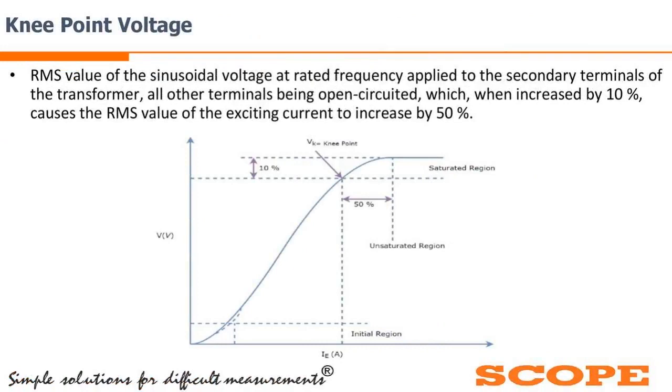Then next up, test on a current transformer, that is knee point voltage. It is very important basically on protection class CTs. Both CTs used at the primary and secondary side of a transformer should have the same knee point voltage.